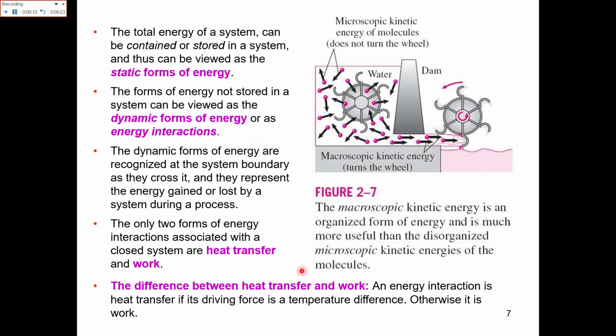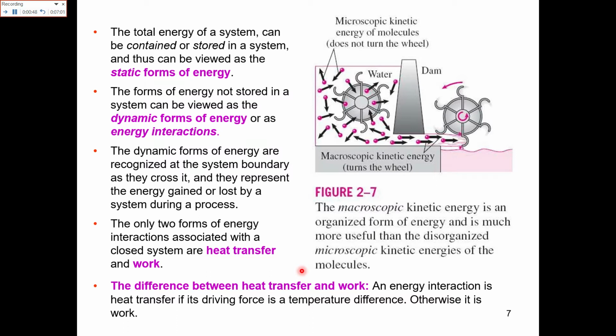The forms of the energy not stored in a system are known as the dynamic energies or the energy interactions, like energy comes in and energy comes out. The energy is not basically stored within the system, but energy is simply crossing the boundary of the system. So in this scenario we'll say that this is the energy interaction or the dynamic form of the energy. The dynamic forms of the energy are recognized at the system boundary as they cross it, and they represent the energy gain or loss by the system during a process.